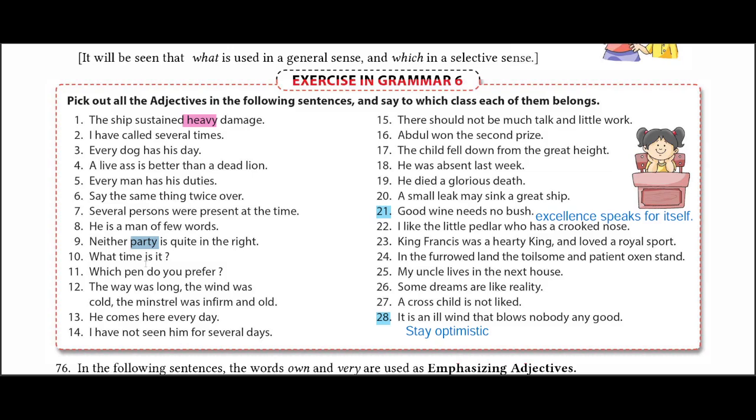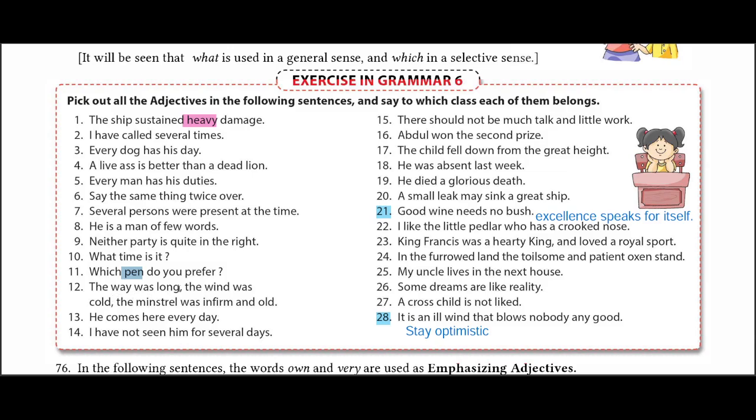What time is it? Time is a noun. And what is an adjective that is used to ask a question. So what is an interrogative adjective. Which pen do you prefer? Pen is a noun, and which is an adjective used alongside pen. It's used to ask a question. So it is an interrogative adjective.